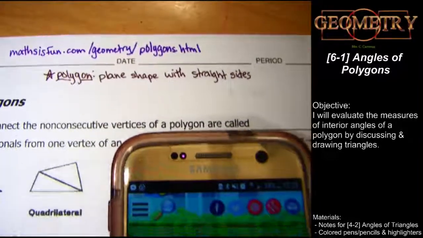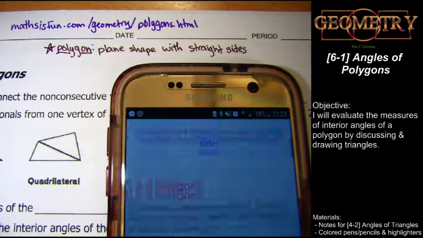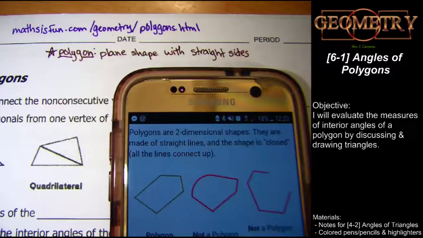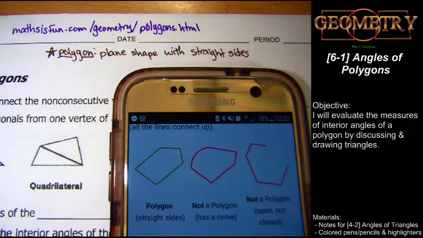So take a moment and head to our new favorite website, and we'll take a quick look at what it says. Two-dimensional shapes. Can you read it? Is it bright enough? Yes. It's made of straight lines, and the shape is closed. That means that all the lines connect up. So the one on the left is totally a polygon because it's all straight and closed. The middle one is not because it has a curve in it. And the last one isn't because it has this big hole.